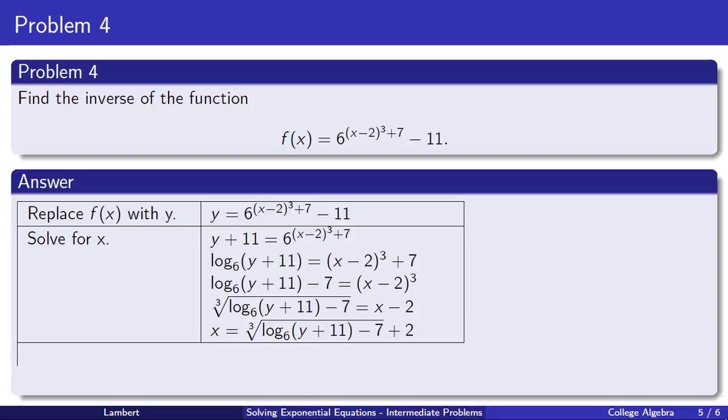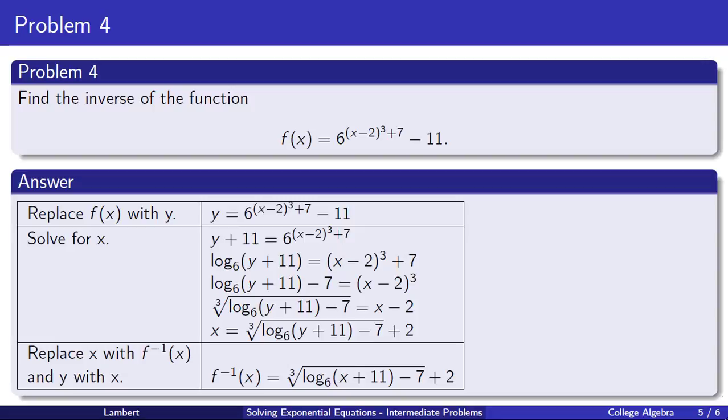And now we add 2 to both sides, and so we get x equals the cube root of log base 6 of the quantity y plus 11 minus 7. It's all underneath that cube root. And then we have a 2 on the outside of that cube root. And so for our final step, it's actually quite easy. We just replace x with f inverse of x. So we have an f inverse of x on our left-hand side, and replace a y with x. And so we get the f inverse of x equals the cube root of log base 6 of the quantity x plus 11 minus 7, all that's underneath the cube root there, and then plus 2 on the outside. So showing how we can solve for those inverse functions.